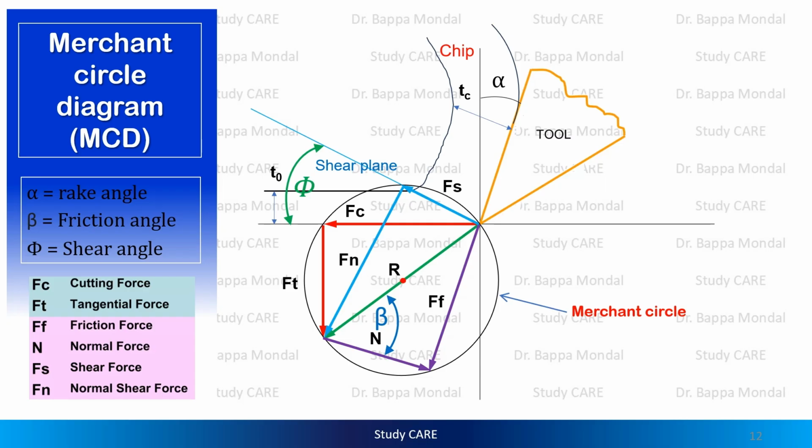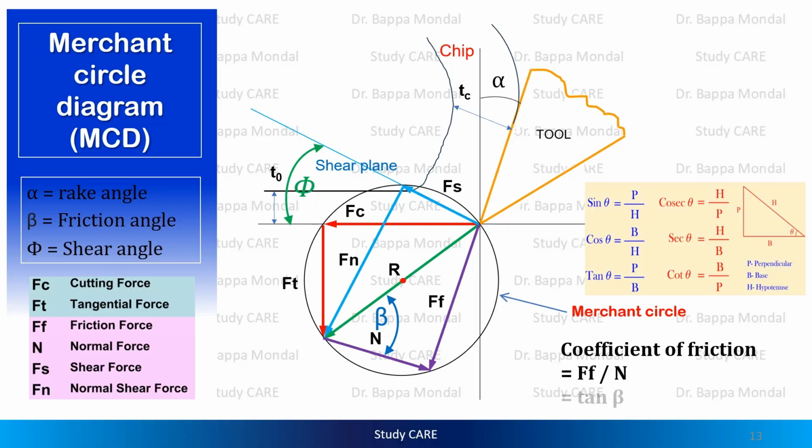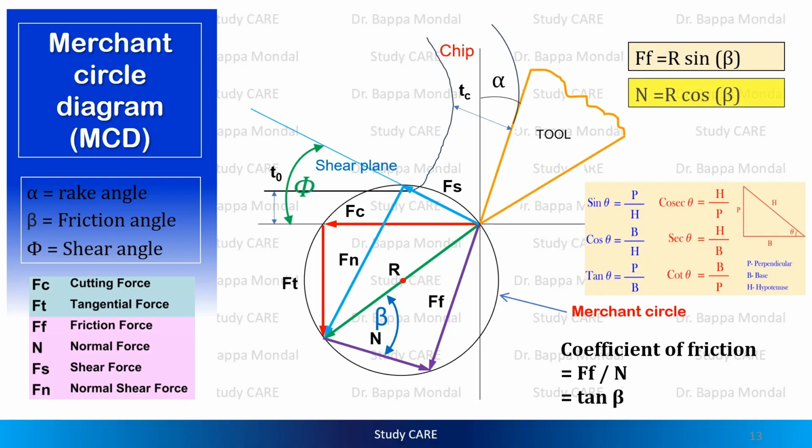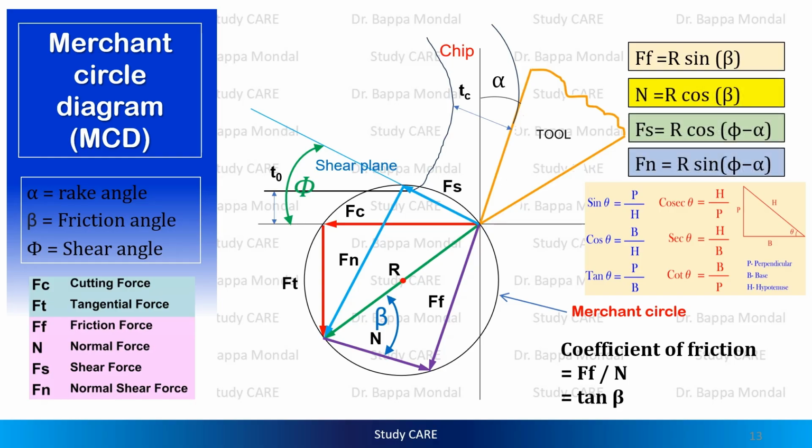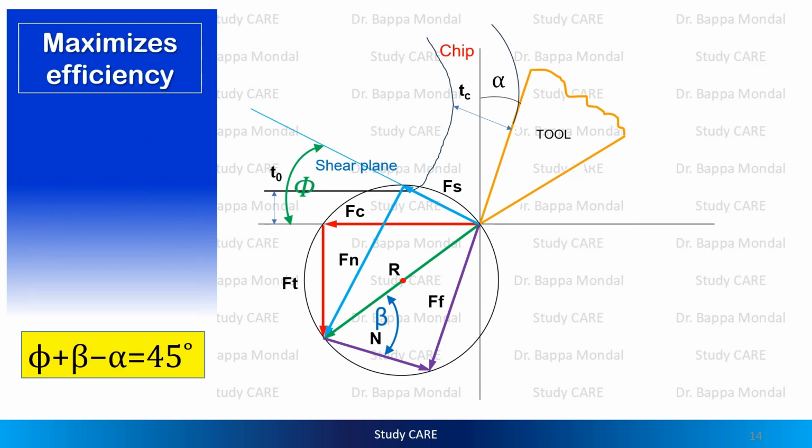Ff to N ratio is called the coefficient of friction, which equals tan beta. Now by using simple trigonometry formulas, all other forces can be calculated easily. Maximum efficiency will be obtained when phi plus beta minus alpha equals 45.